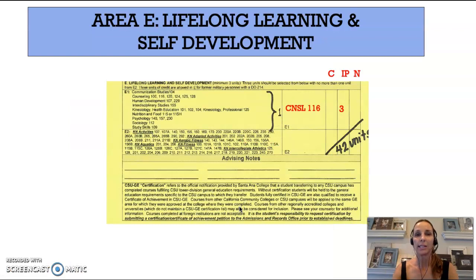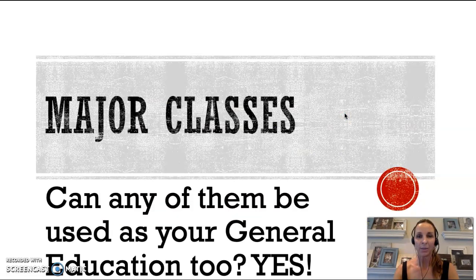Then the last area is Area E, Lifelong Learning and Self-Development. So Counseling 116 counts in this area, so that's what it would look like. And since it's in progress, you'd put the units right there. All righty, I hope that helps. A lot of students wonder, okay, so I need Econ 120 for my business degree. Well, Econ 120 is also a class in Area D, so you can use it for your major and for your general ed. Okay, as always, email me in Canvas in the inbox if you have any questions.